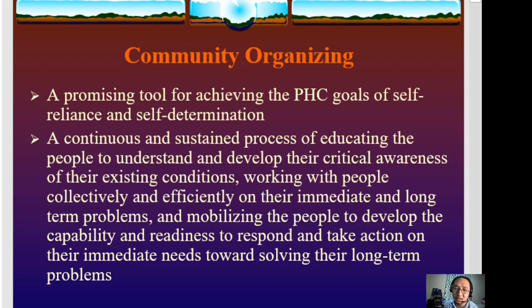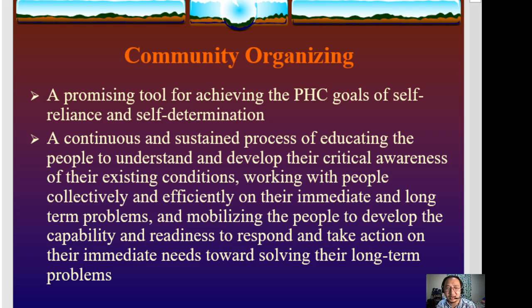Then mobilizing the people to develop their capability and readiness to respond and take action. So when you say mobilize them, you make them empowered. You let them do the task, the action of solving their problems. You are there as a guide at first to facilitate it, but later on, with this principle of community organizing, you are going to leave the community. So dapat bago mo sila iwan as community organizers, you must ensure that they can later on solve their own problems.